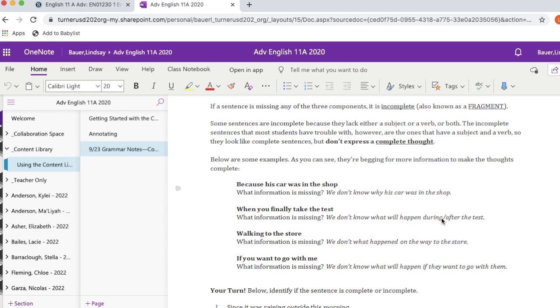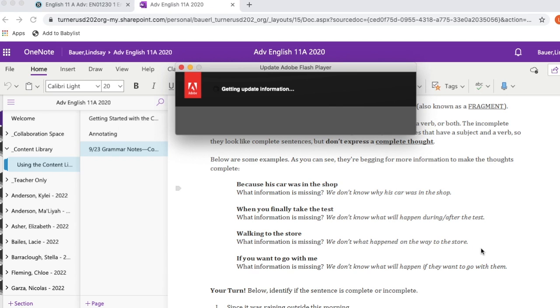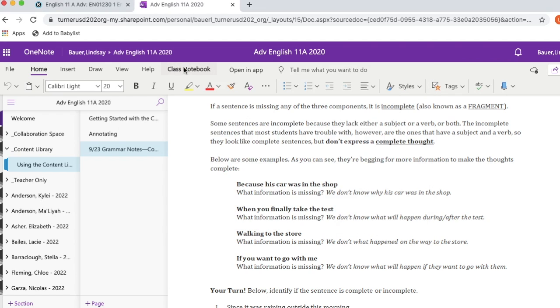The rest of this is really just kind of looking at incomplete versus complete sentences in different ways. These down here are all incomplete, and then we see here why they're incomplete, what the information is that we are missing. And guys, if you read these out loud, you're going to notice they do not sound complete. Because his car was in the shop. Okay, what happened? We don't know. When you finally take the test, okay, what happened? We don't know. Walking to the store, again, we don't know what happened while you were walking to the store. And lastly, if you want to go with me, well, what's going to happen if I go with you? I don't know, because these are all incomplete sentences.